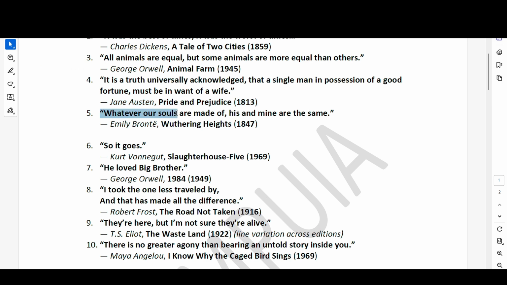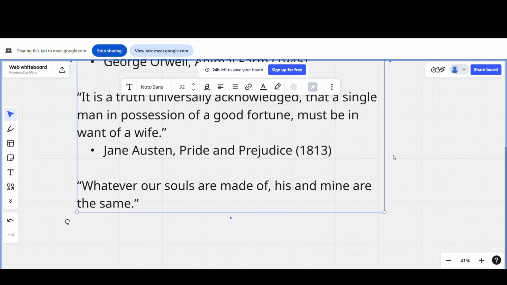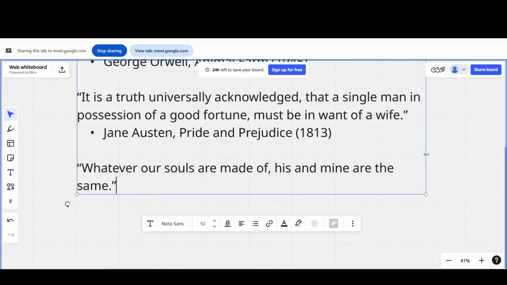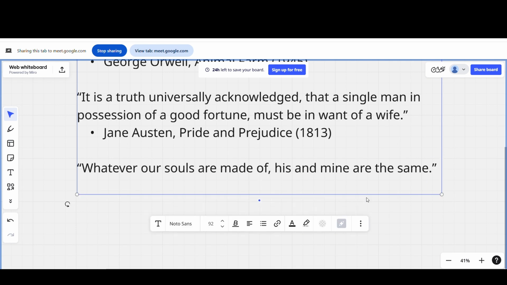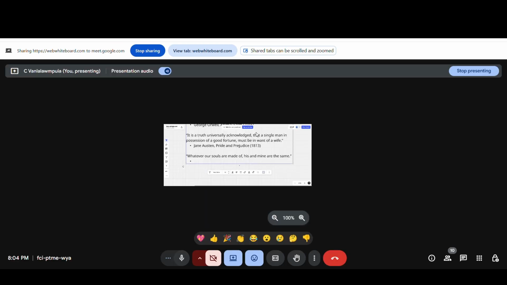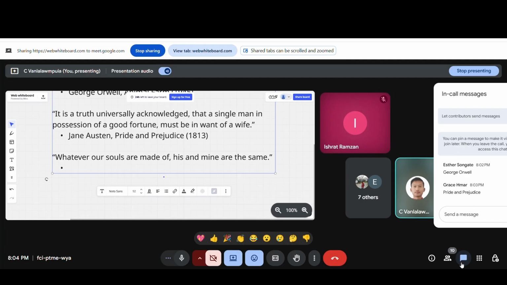Next. Who wrote this? Do you know what the novel is? Whatever our souls are made of, his and mine are the same. These are very common questions. They'll just write the line, then they'll say, from which novel is this line taken? It's so common in NET. UGC NET always has it. Anyone have any idea?